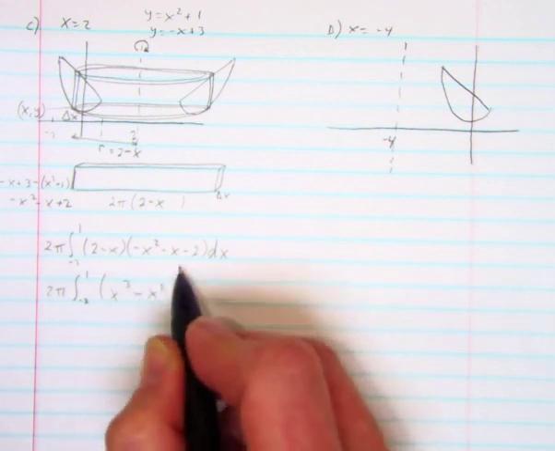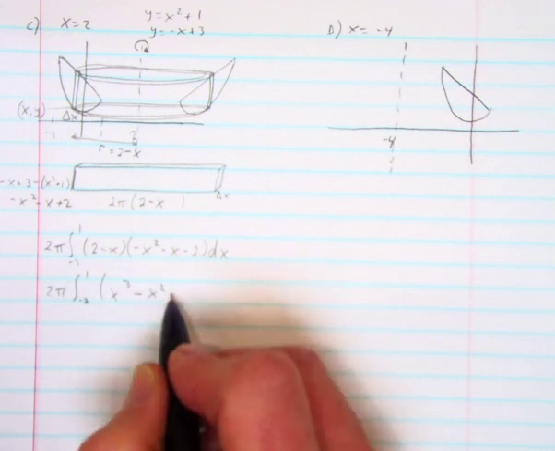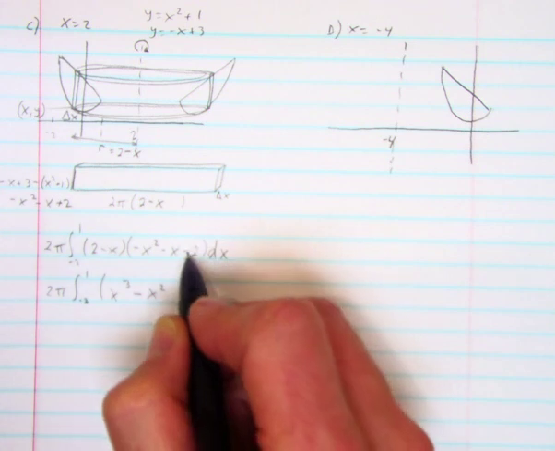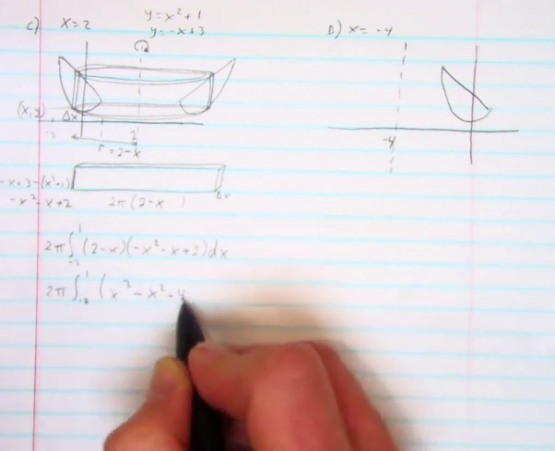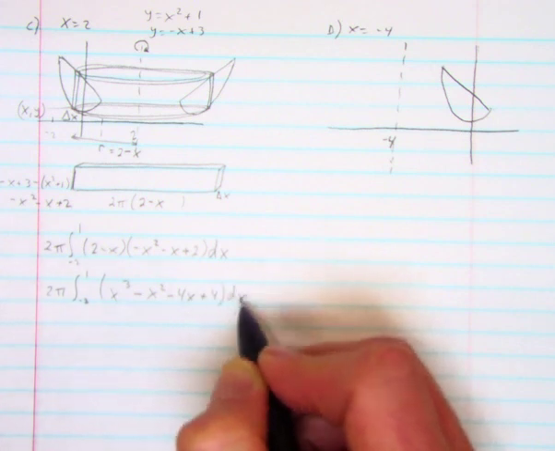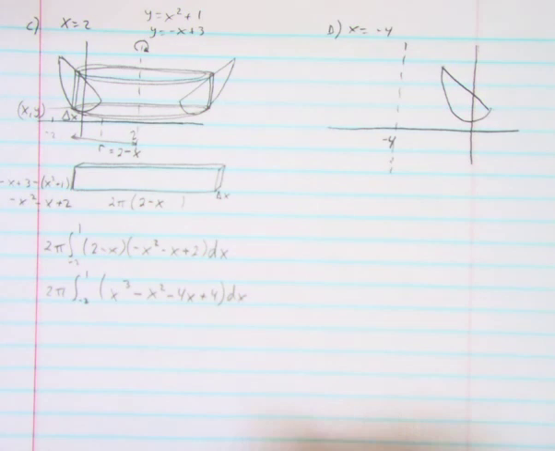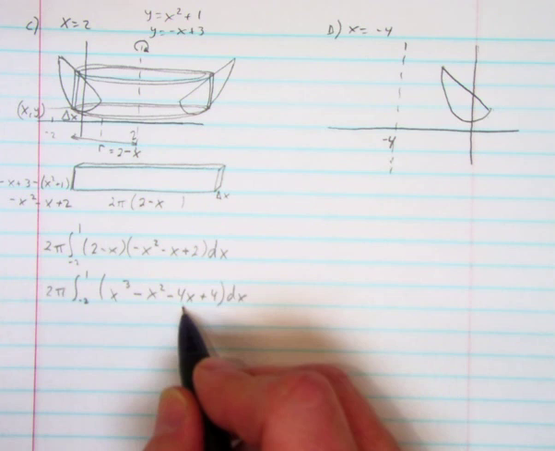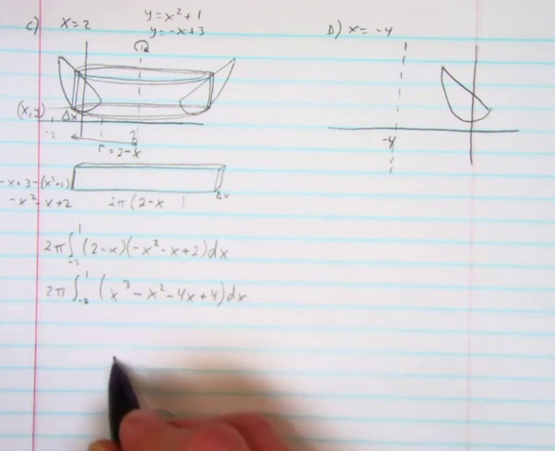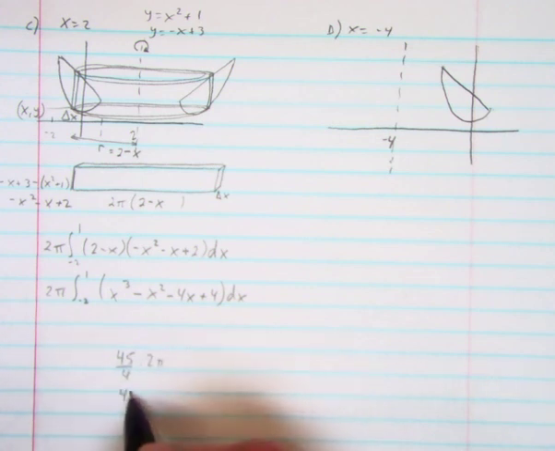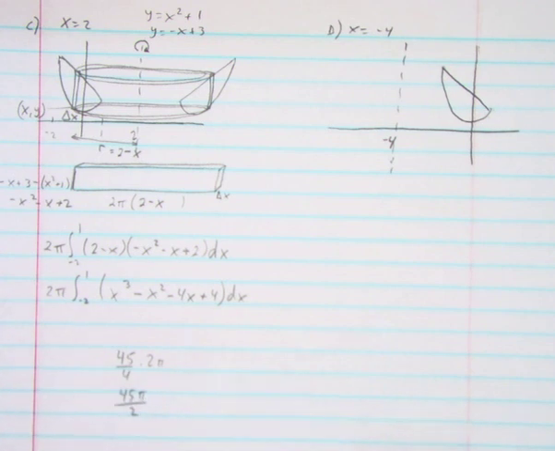and similarly we'll have a -2x and, oh, I didn't write this one down right. A -2x, so it would be -4x and then +4. And when you integrate that and go through all the steps, 1/4 x to the 4th minus 1/3 x cubed minus 2x squared plus 4x, your answer should be 45 over 4 times 2 pi, which will give us 45 pi over 2.